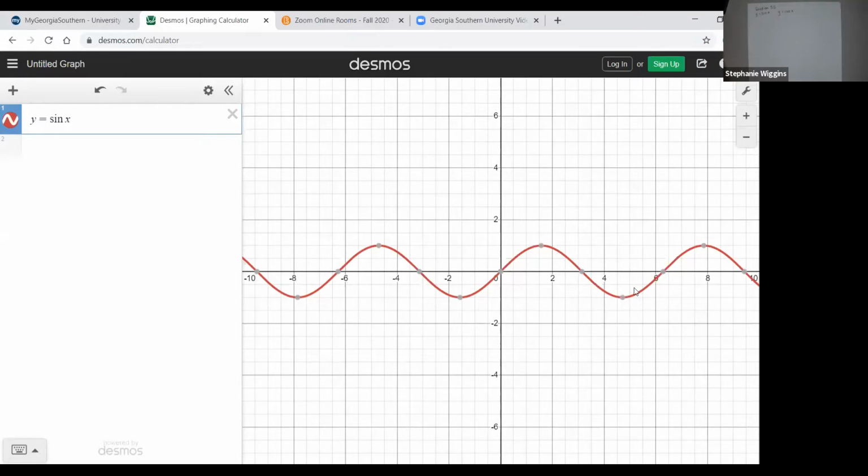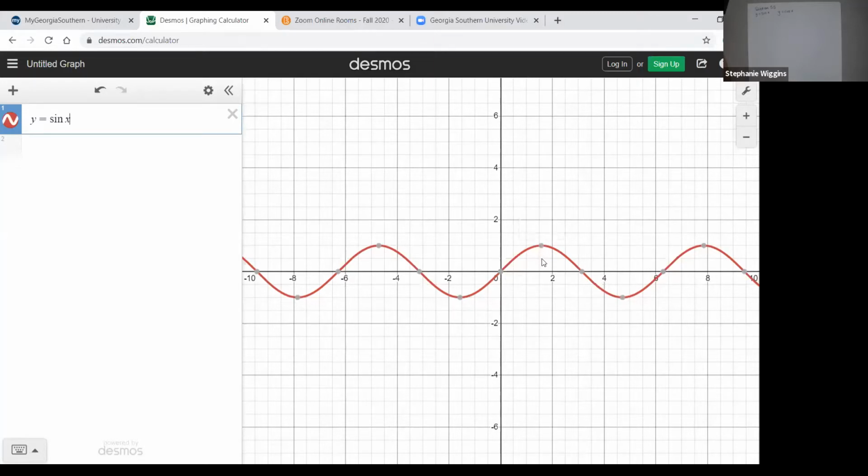Now, one period, that means one complete cycle, has a length of 2 pi. So you start at 0 and you go up and down and back to 0. That's one complete cycle, and then you repeat for the next one. So that's called a period.